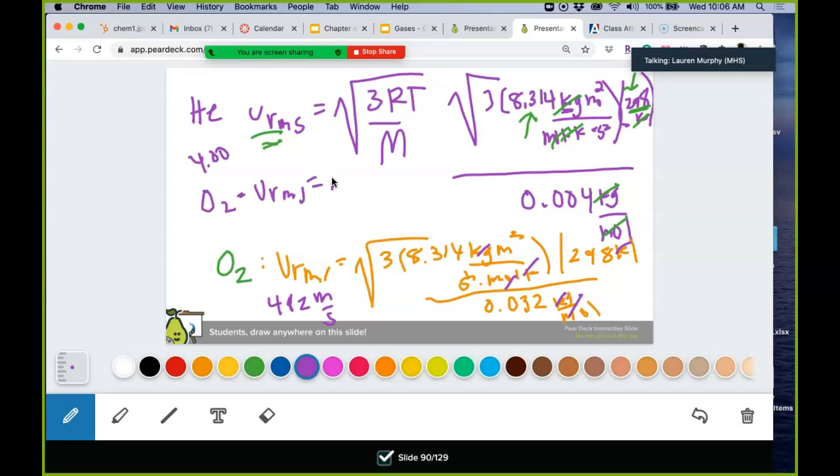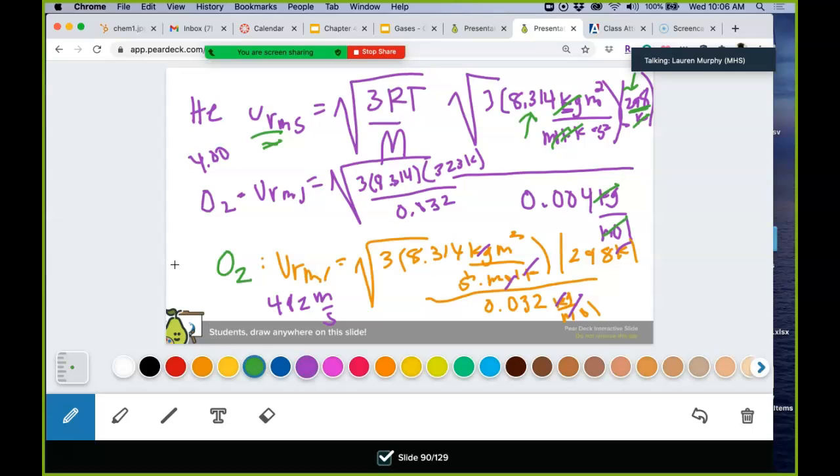So again, the 3 and the R are the same. So it's 3 times 8.314 times, the temperature is now 50, which is 323 Kelvin. And then the molar mass is the same because it's still oxygen, so 32 grams per mole. So let's calculate this one out. What do you get for the speed of oxygen?